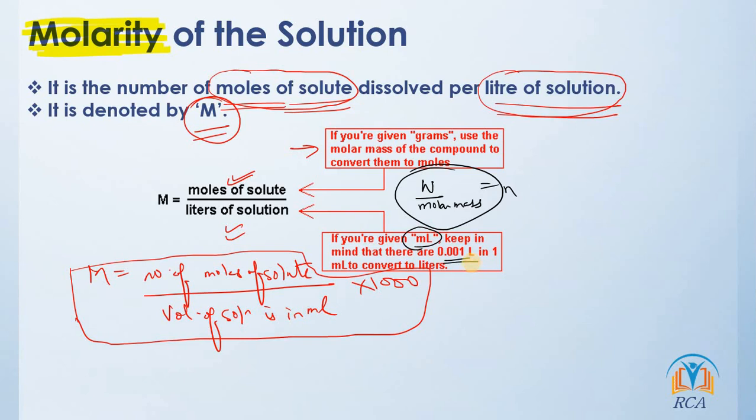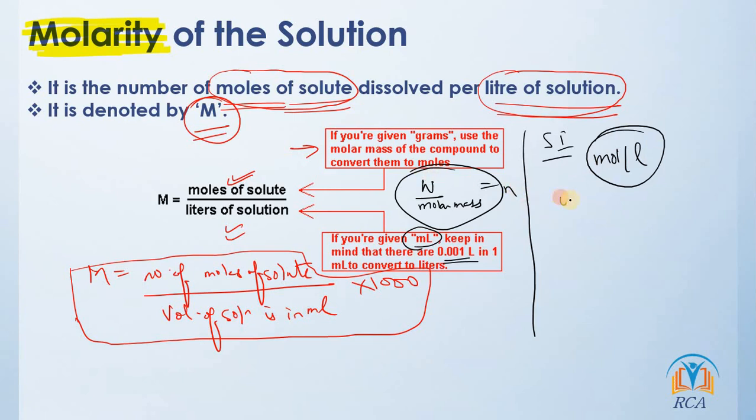This is a basic conversion. We just divide 1 ml by 1000, and that is how we can convert ml into liters. What is going to be the SI unit of molarity, guys? It is supposed to be the number of moles with respect to liters of solution. It has to be moles per liter. This is the SI unit of molarity.